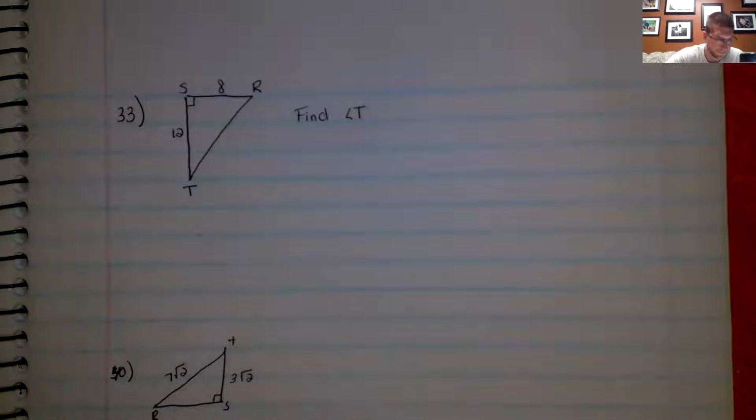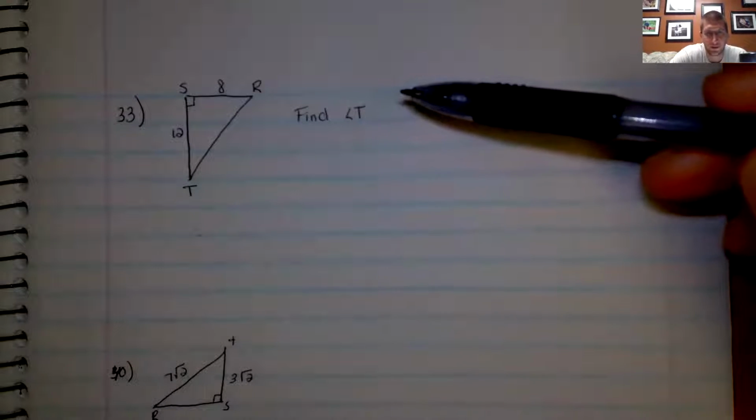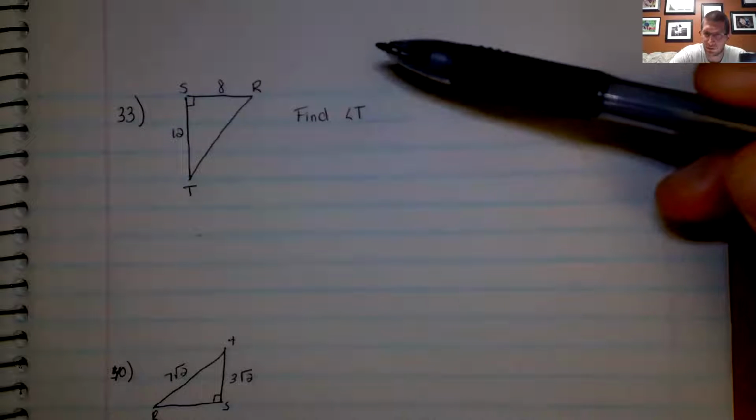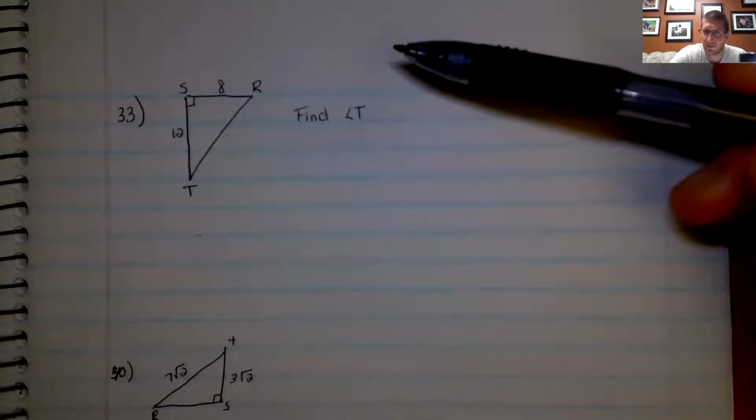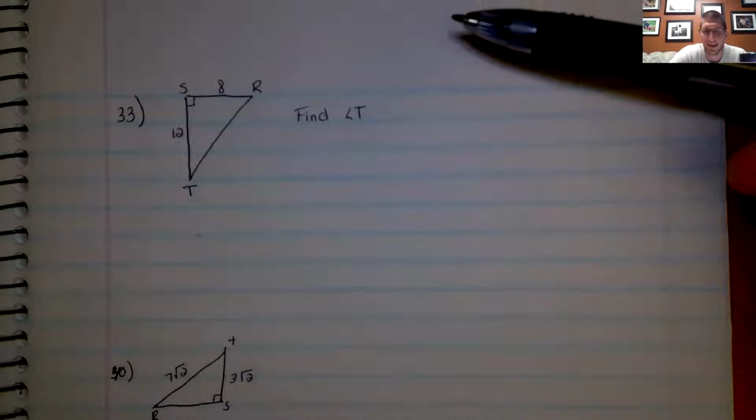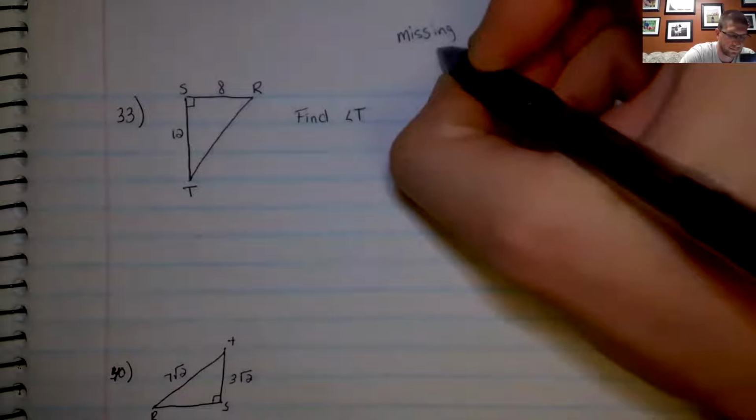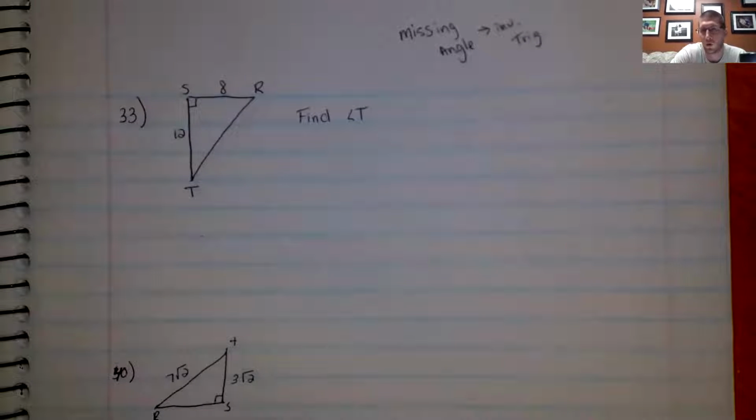So first thing, in number 33 and the problems in this section, they were asking you to find angle T. So they gave you a right triangle, they gave you sides of the triangle, but a missing angle. Anytime you're trying to find a missing angle, we have to use inverse trig functions, right? So anytime you're finding an angle, always inverse trig functions. Sides for trig functions, angles, inverse trig functions.